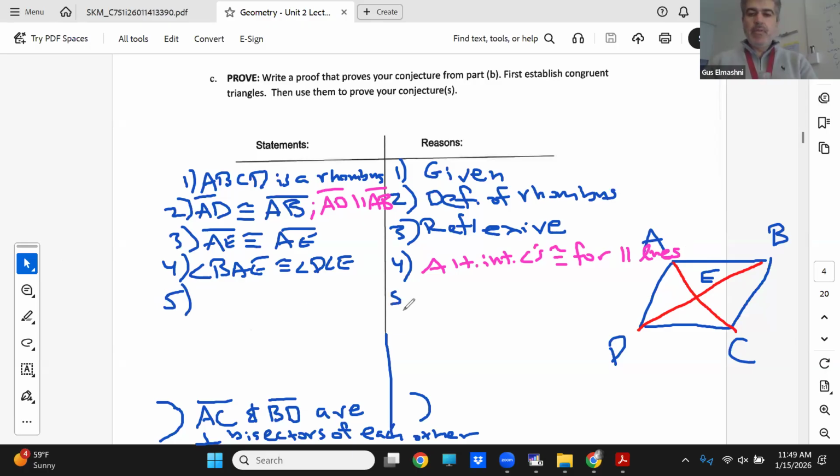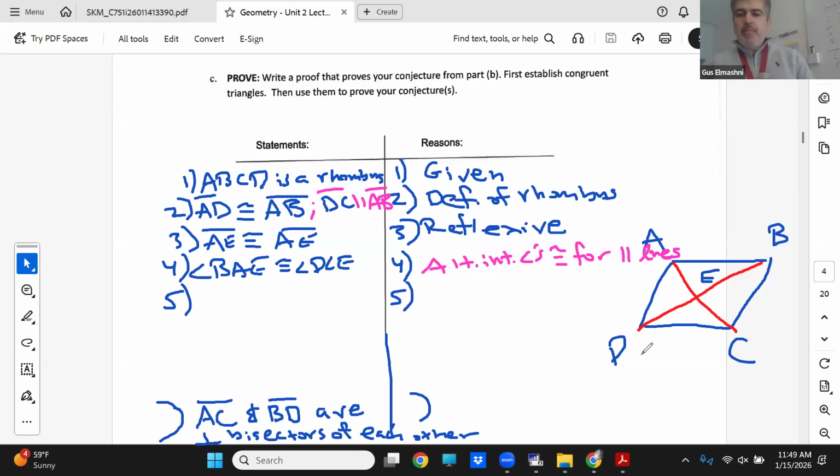AB isn't parallel to an AB? Oh, you're right. AB to DC. My apologies. You're right. Sorry about that. Thanks again. Guys, correction for step two. Yeah, DC and AB. My apologies. You're right.